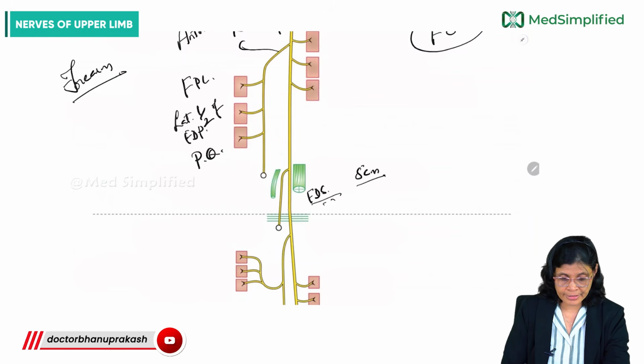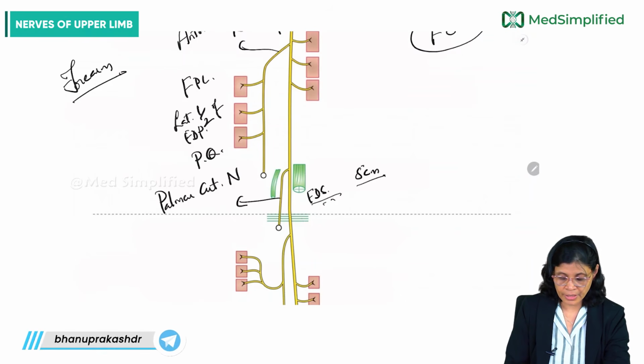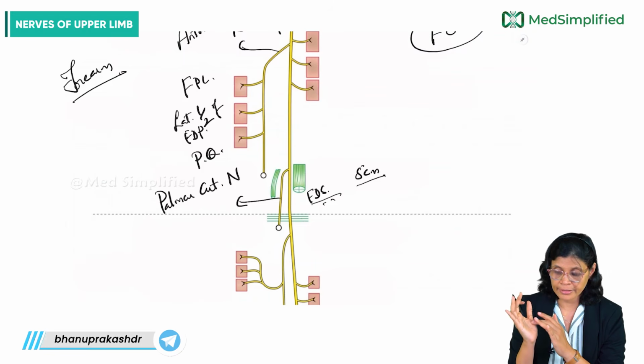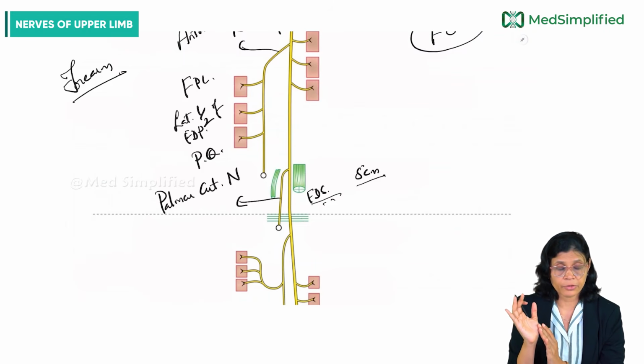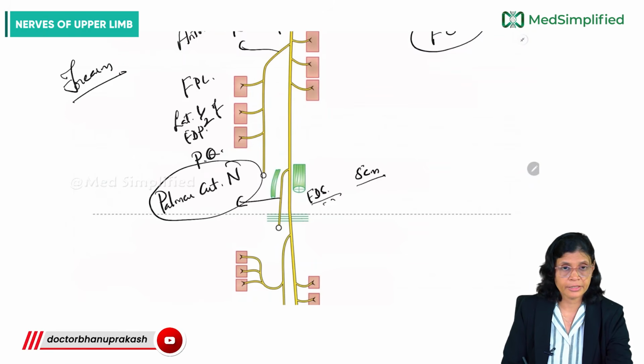So before it enters the carpal tunnel, it gives the palmar cutaneous branch. You have to remember that the palmar cutaneous nerve supplies the skin over the lateral part of the palm, that is basically over the thenar eminence. This palmar cutaneous nerve is given before it passes through the carpal tunnel. This is a very important point which you need to remember.